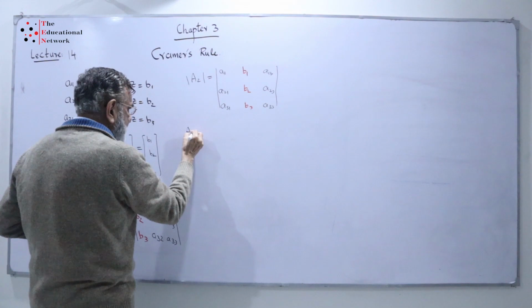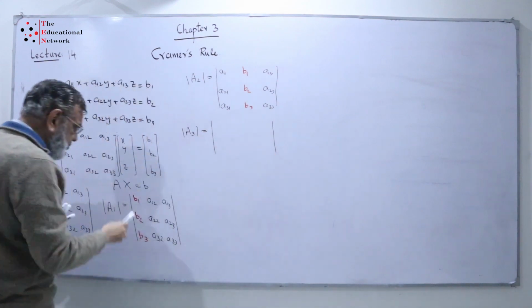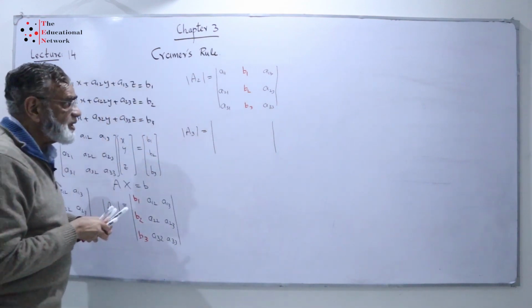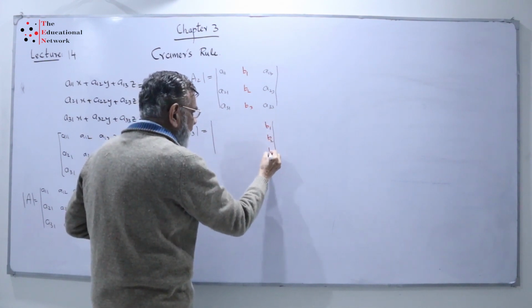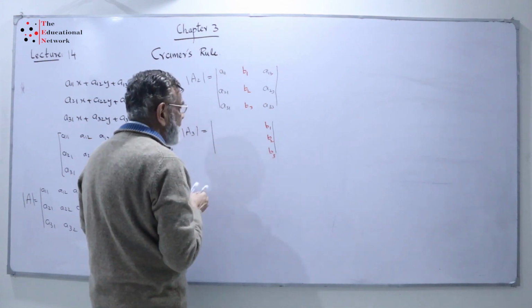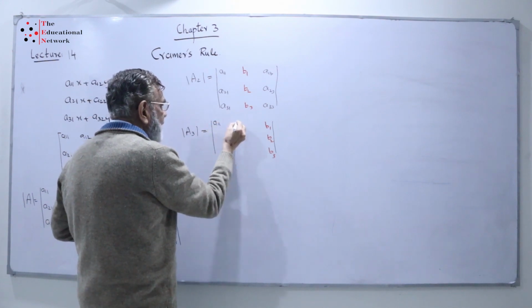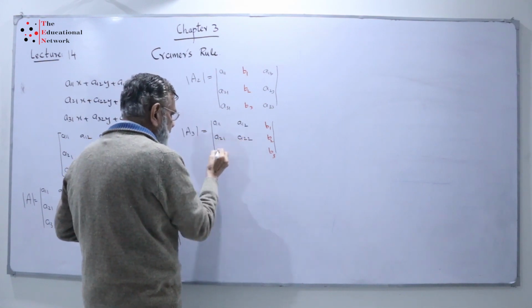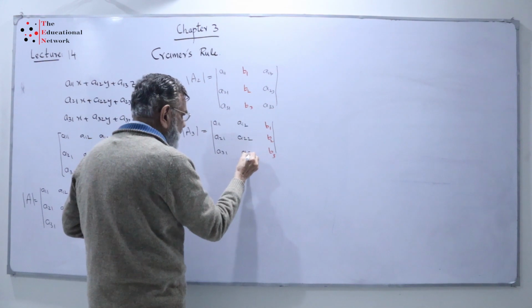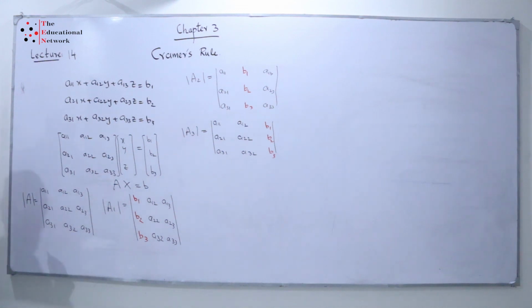Now I define A3, the determinant of this one. Here I replaced the first column, then the second column, and obviously now I replace the third column with B1, B2, and B3. The other entries remain the same: A11, A12, A21, A22, A31, A32. I have only one condition: the determinant of A must not be equal to 0.